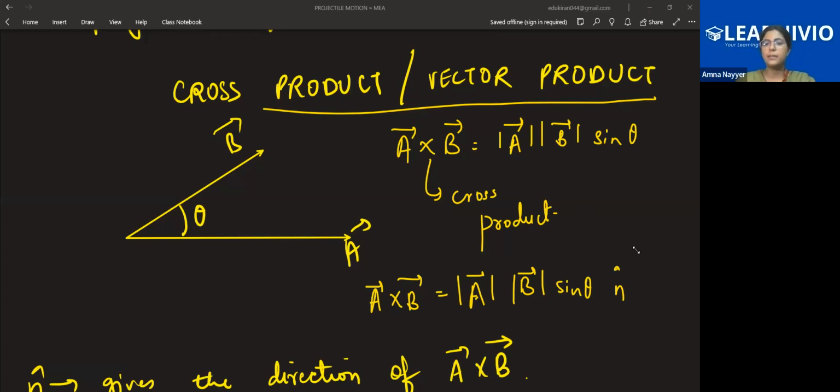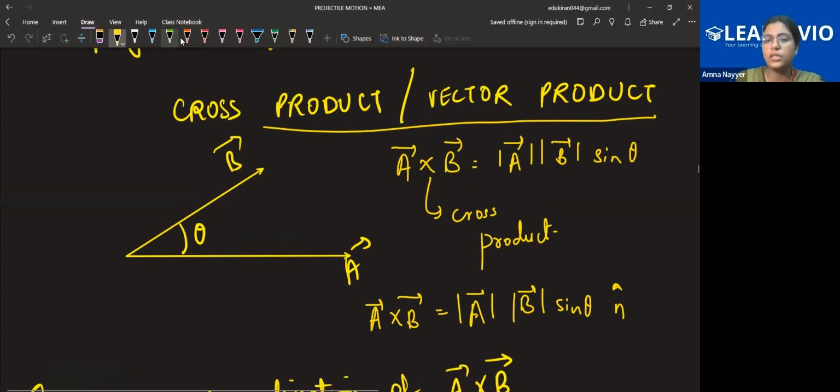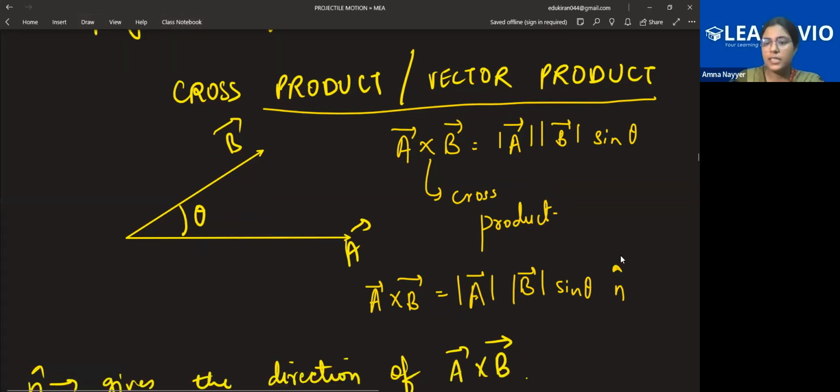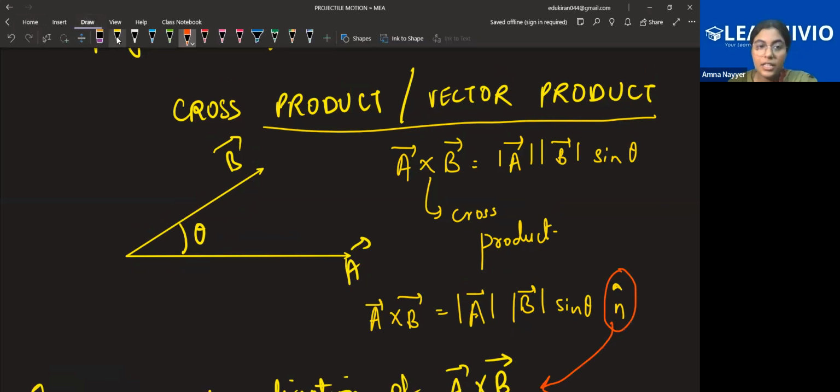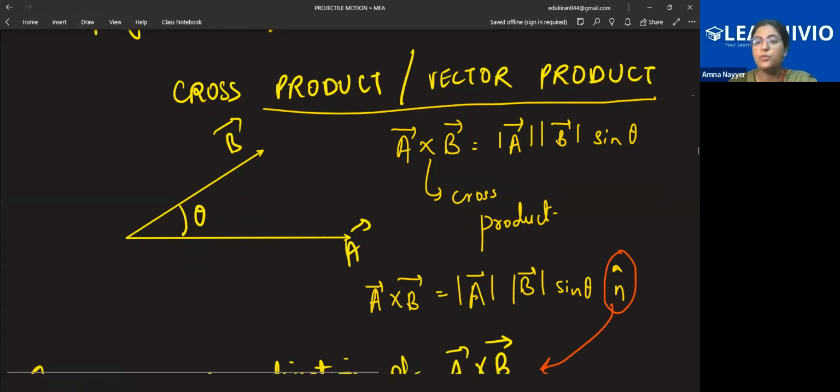So see this n cap. See what I was discussing with you, that the cross product is all about the vector product. Your final answer would be a vector itself, right? So n cap is just an additional quantity which we do not use in our regular calculations. Do not write down anything. This gives us the direction between these two vectors which are present.